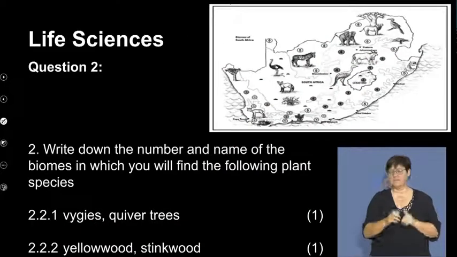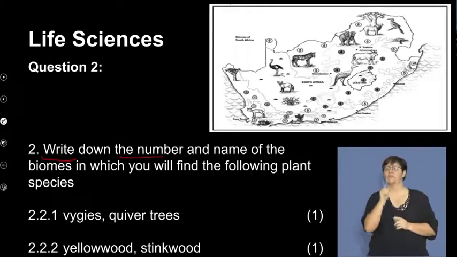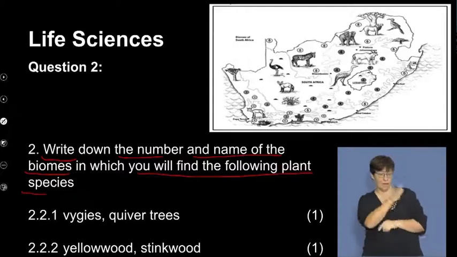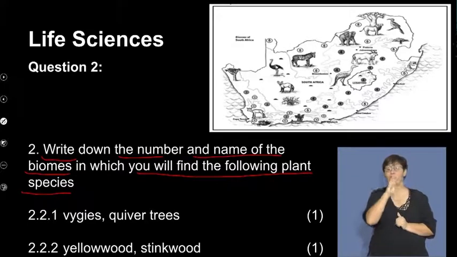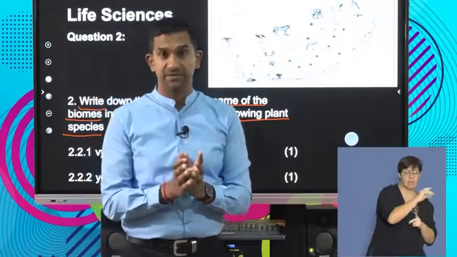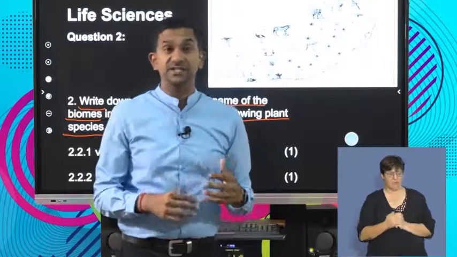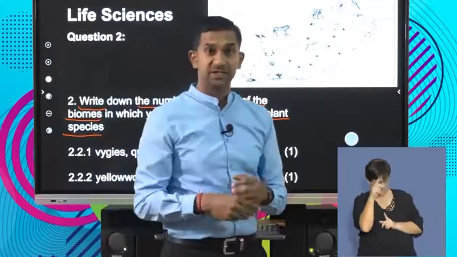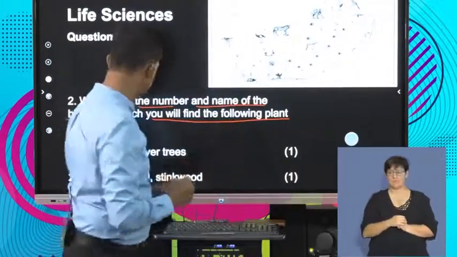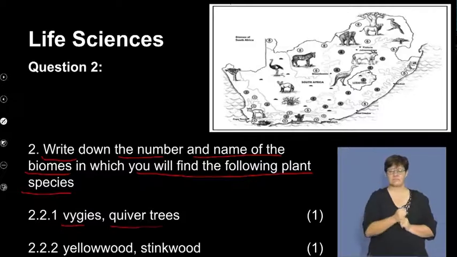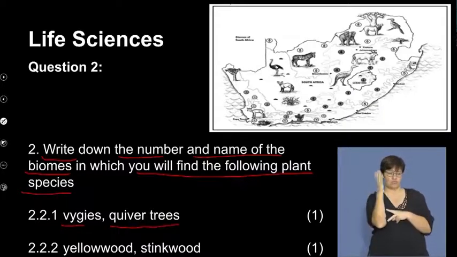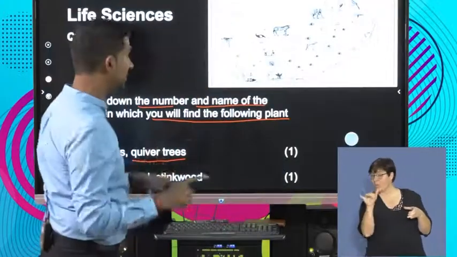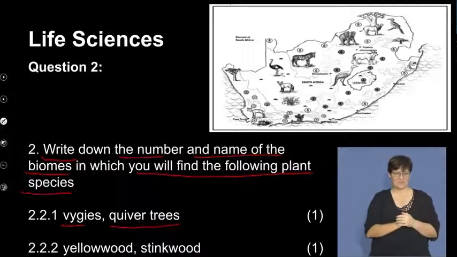Right, so the next question. Write down the number and the name of the biomes in which you will find the following plant species. As I mentioned, our biomes are characterized by the unique plants and animals that we find. The expectation from the teachers is often that you're able to identify a biome from the species that are given to you. So that's essentially what this question is designed to do. The vuggies and the quiver tree are given to you, and these are uniquely found in a specific biome in South Africa. I hope that you can recollect that, and we're going to try the next one and look at both together.